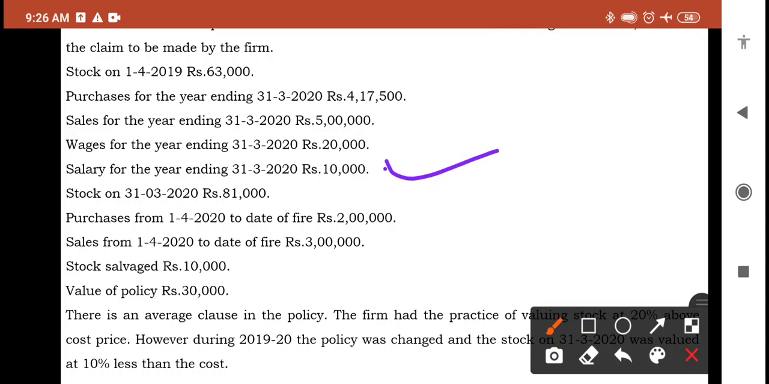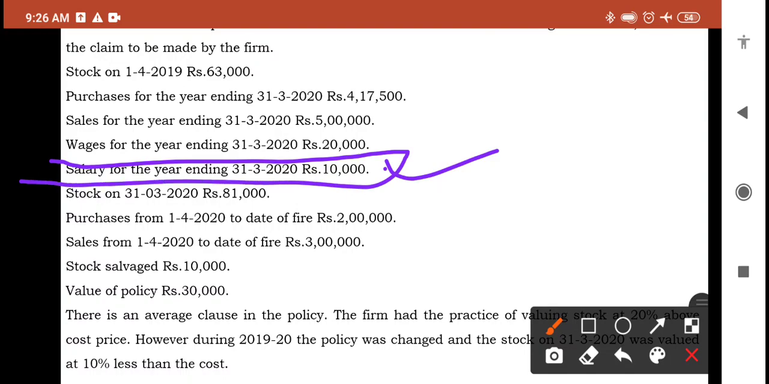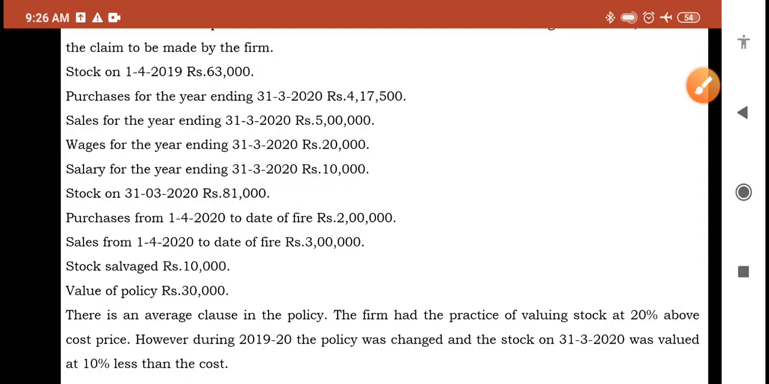Okay, so don't take it into consideration while preparing a trading account or a memorandum of trading account. Just ignore it. You should not take into consideration this sales part. Got it? Yes.